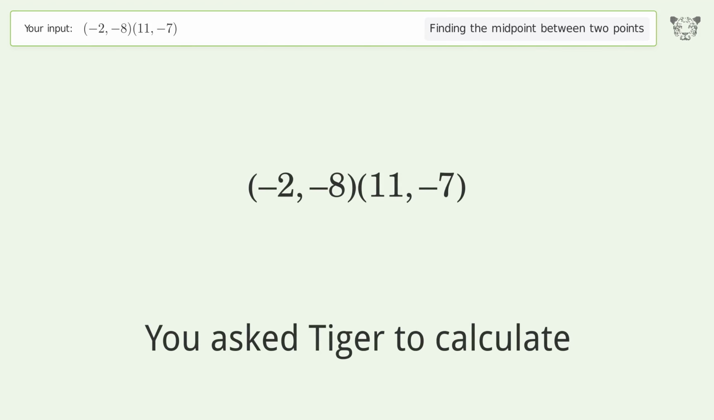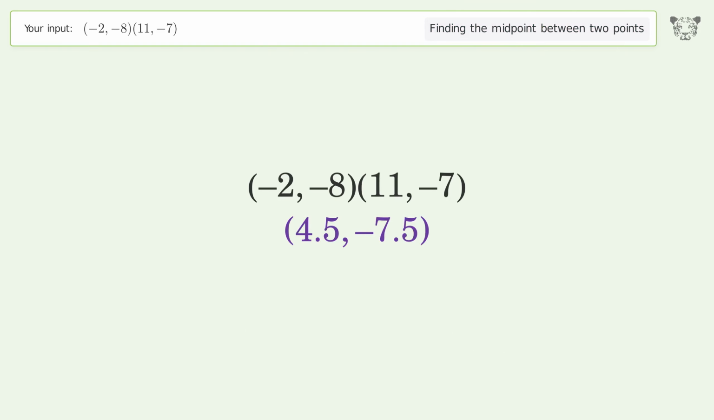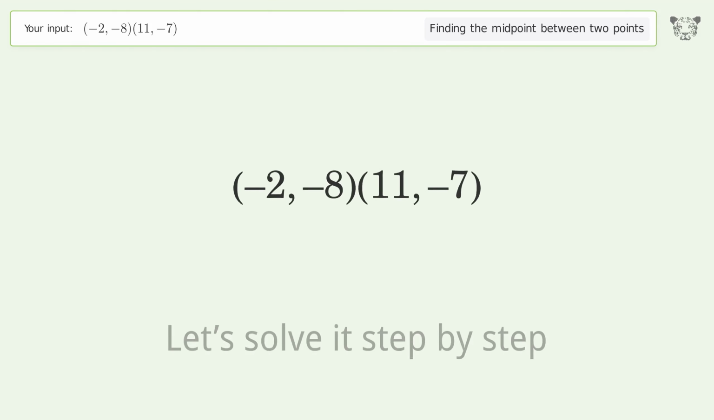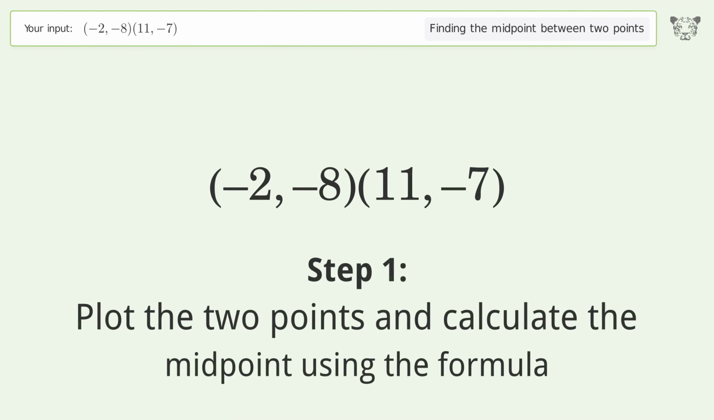You ask Tiger to calculate. This deals with finding the midpoint between 2 points. The midpoint between the 2 points is 4.5, negative 7.5. Let's solve it step by step. Plot the 2 points and calculate the midpoint using the formula.